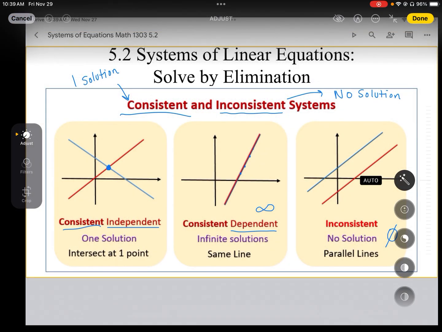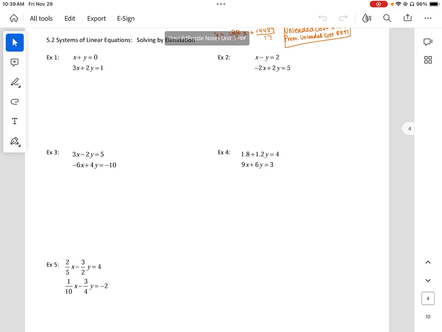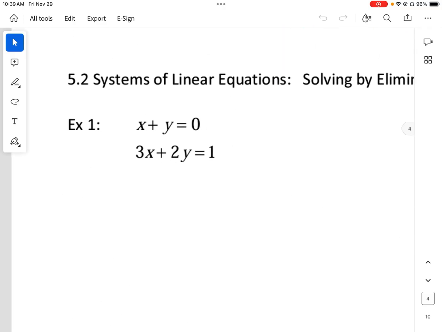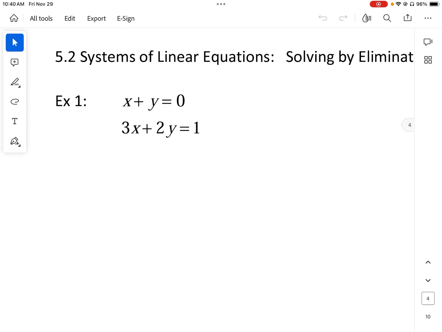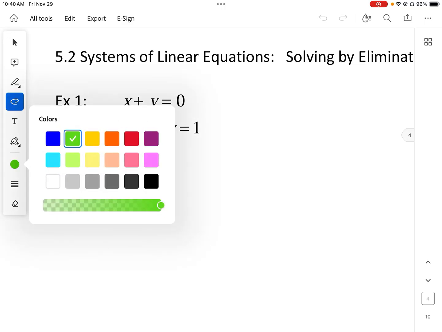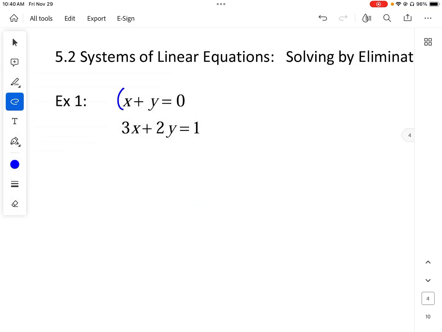Okay, so you can add that to your notes. So let's look at our notes. So solving by elimination. So you may remember this from Algebra 2. So we are going to do some solving using elimination. So the way we do that is we are going to find where we can eliminate one of the variables to solve for one of the others. So what I would do is I'd multiply this first equation by -3. And the reason I want to do that is so that I can get rid of x.